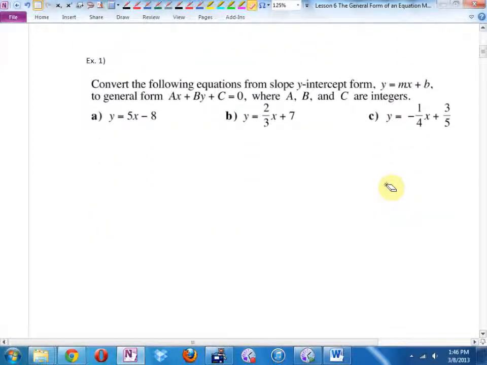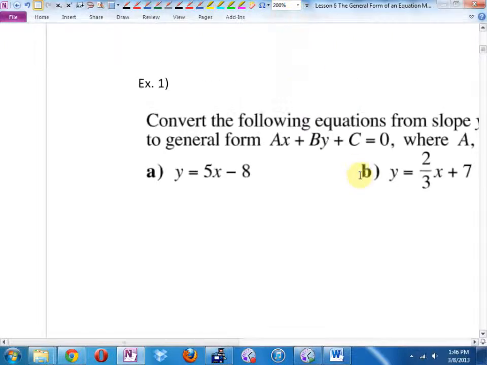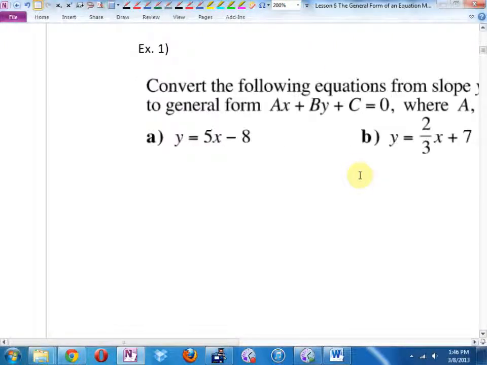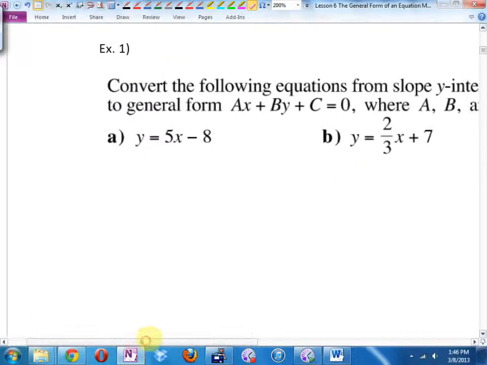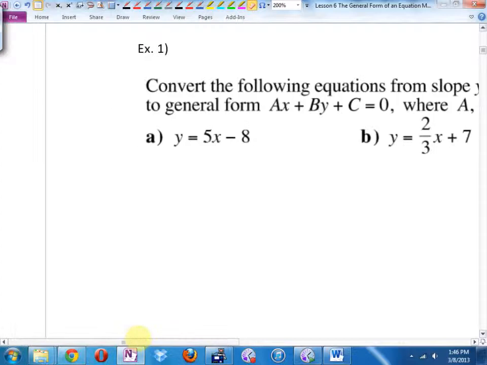Convert the following equations from slope-intercept form, y equals mx plus b, into general form, Ax plus By plus C equals 0. In other words, make this equal to 0. How would I do that for this first one, a? I think the easiest way would be to subtract the y over to the other side. First of all, are there any fractions in a? Because I would clear any fractions first. There are none. Easiest way is going to be to go like this then.